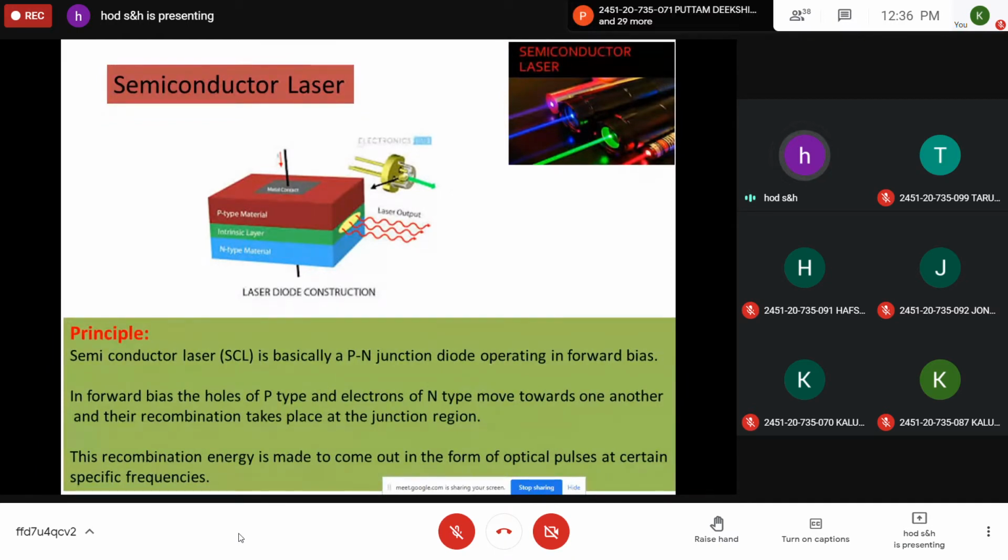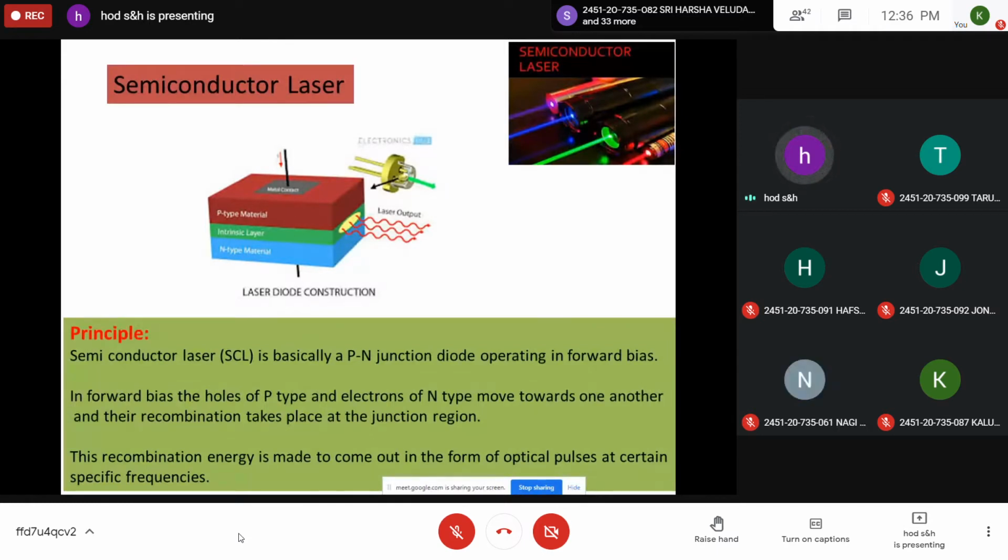So this construction and working, you should listen carefully. Some concept is there here. Basically, a semiconductor laser, in short form known as SCL, is a PN junction diode operating in forward bias. You know, semiconducting materials are classified as P-type semiconductors and N-type semiconductors. In P-type, holes are the majority carriers; in N-type, electrons are the majority carriers. If a P-type and N-type are sandwiched together, it is called a PN junction diode. A forward bias arrangement is when the P-type of the semiconductor is connected to the positive terminal and the N-type is connected to the negative terminal.